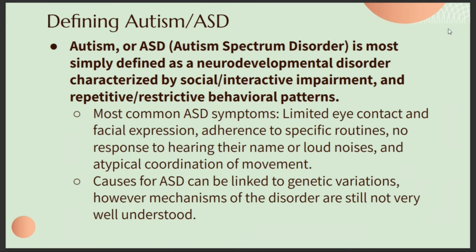So first, let's define autism. What is autism? Autism, or autism spectrum disorder, is most simply described as a neurodevelopmental disorder in children, characterized by difficulties with social interaction and repetitive, restricted behavior. These are two separate groups. The most common symptoms include limited eye contact, poor facial expression, and adherence to a specific routine pattern.